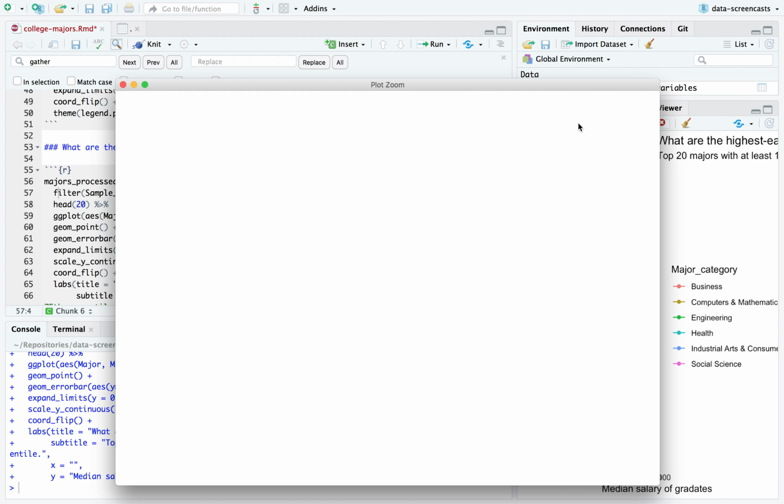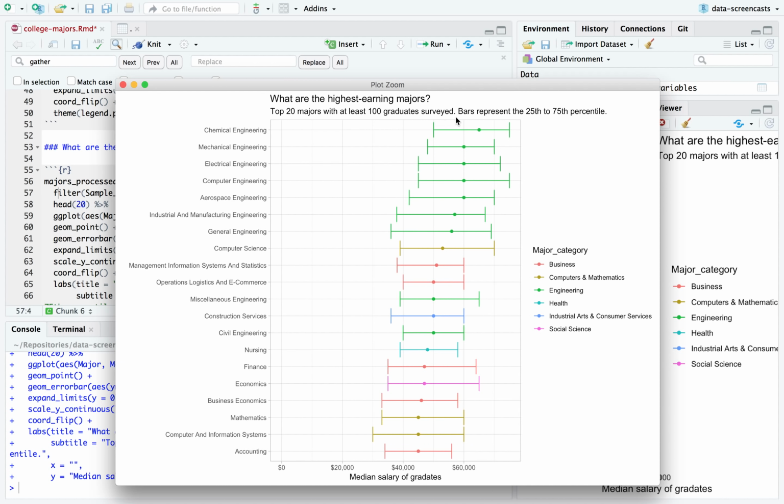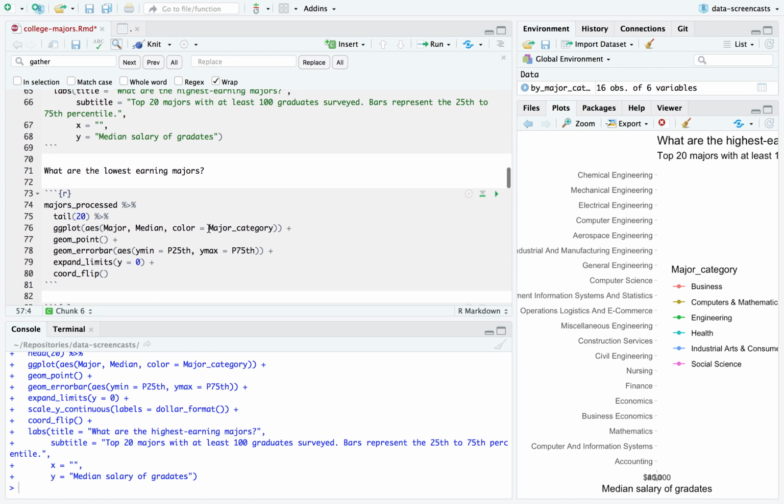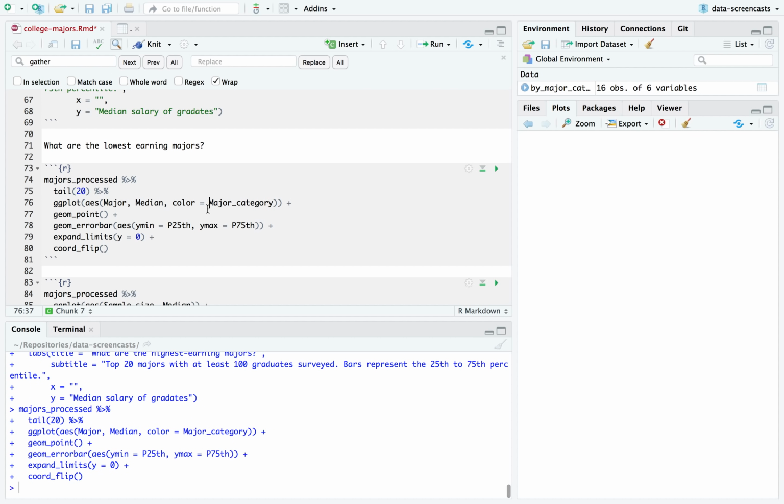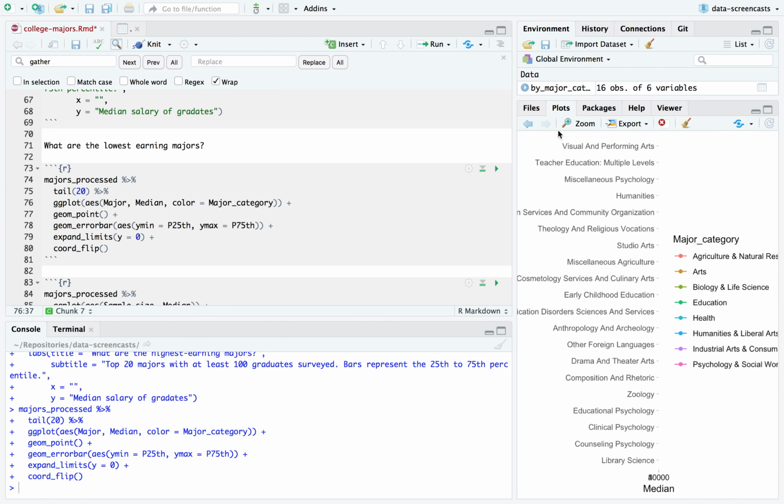And remember that I said I did a filter. I said only at least 100 graduates surveyed. We look, and here are 20 majors. Pretty interesting. If we want to look at specific majors and the specific lowest earning majors.